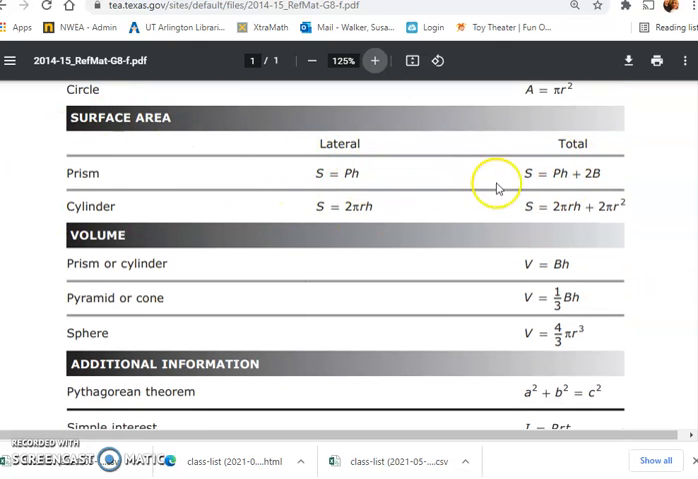I don't even want you to focus on these formulas. We're going to do surface area the way we know, which is find the area of each of the faces. Volume, if you look here, the only difference is it says prism or cylinder, big BH. Big B meaning area of the base. Pyramid or cone, same thing, 1/3, big BH. The ones that come to a point, you use 1/3, okay?